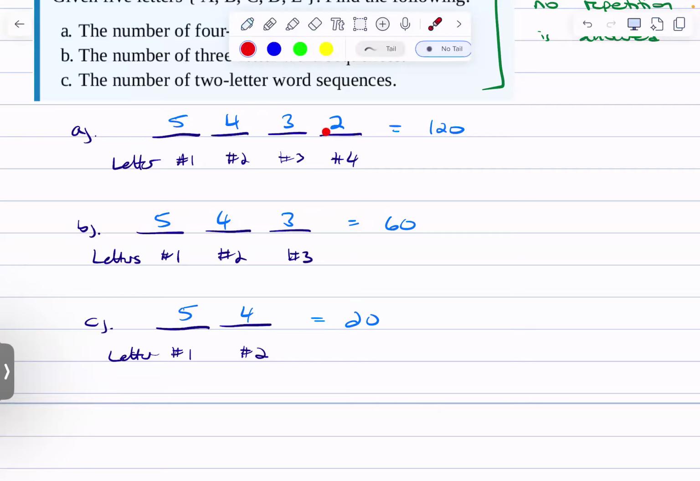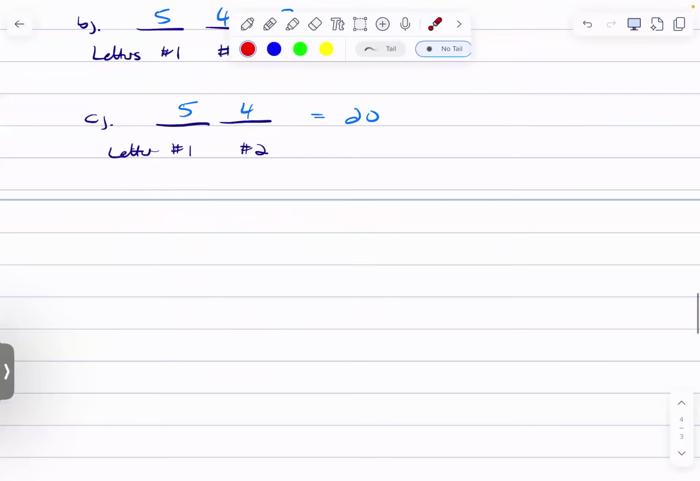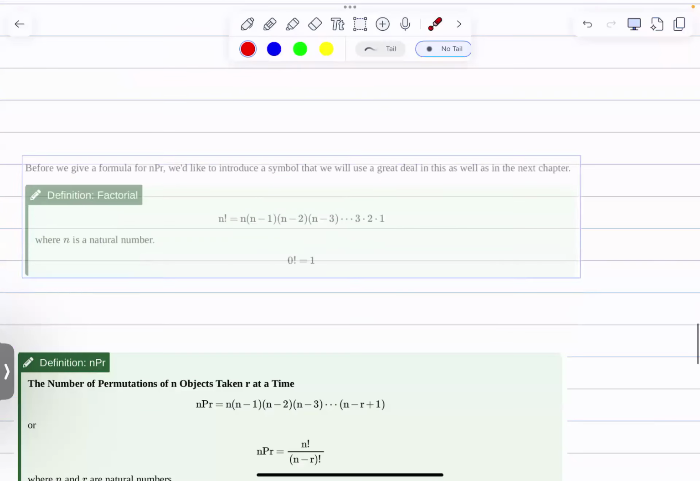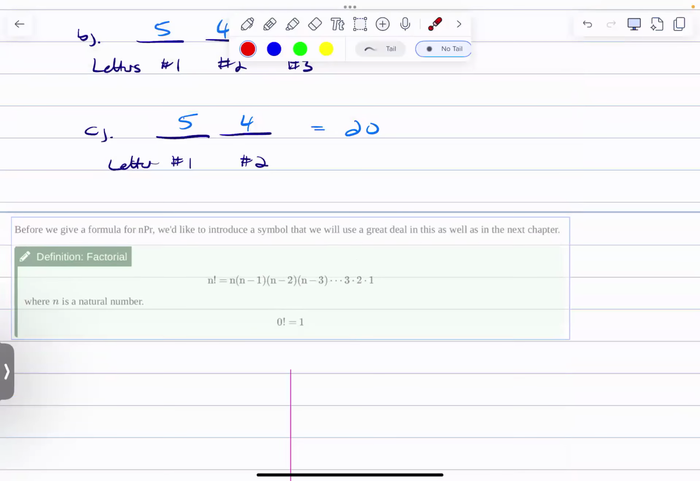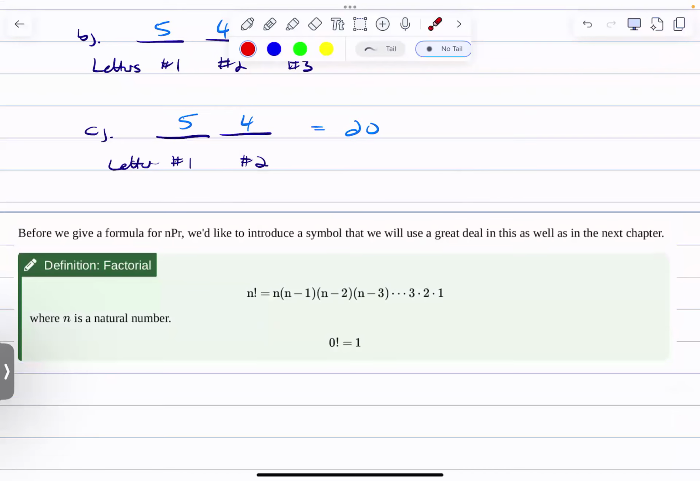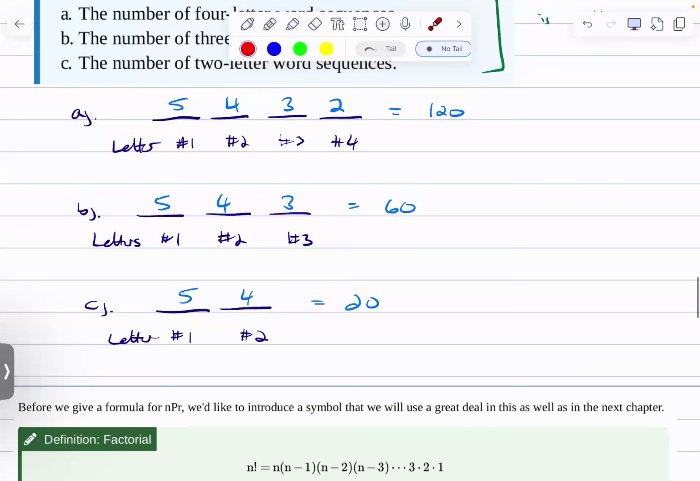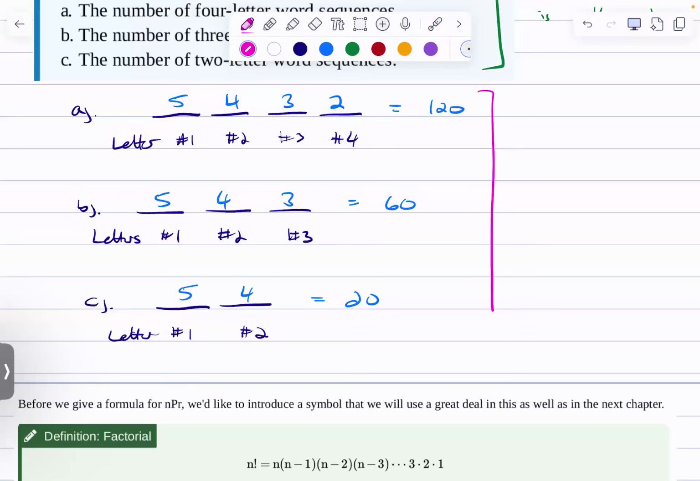So these are all permutations. Yeah? And so we'll have a formula that we could use to solve these. We could use the permutation formula instead.